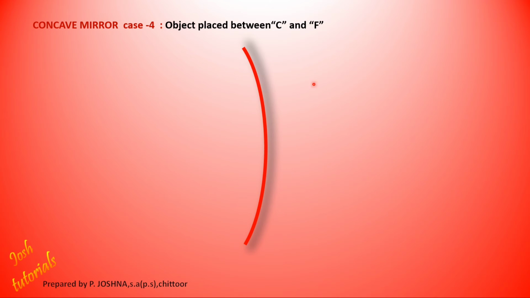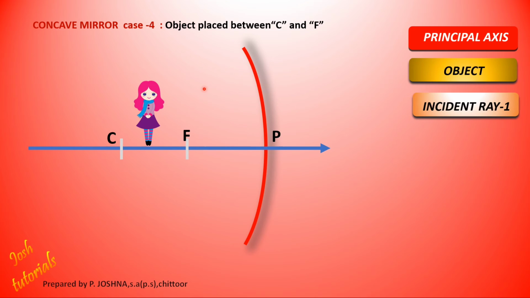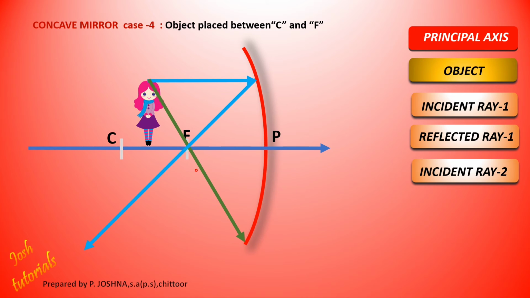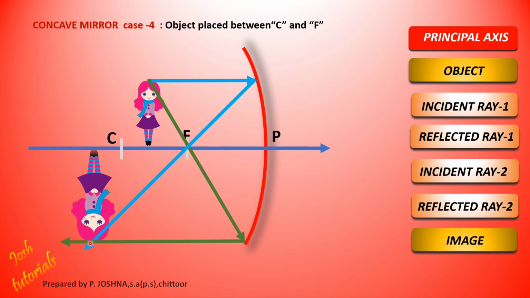Now moving on to the fourth case. The object is placed between C and F. Draw the principal axis with color pencils and place our object between C and F. Draw an arrow mark. Now our first ray parallel to the principal axis moves through focus, and the second ray through focus passes parallel. Look, these two are meeting at some distant point that is beyond C.